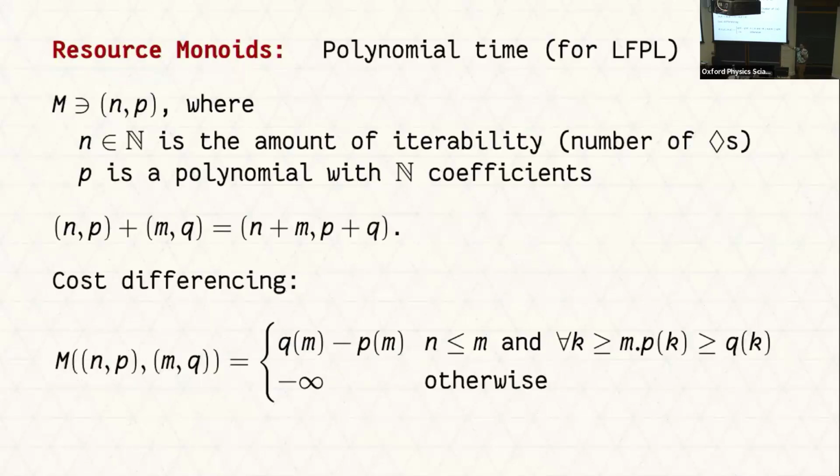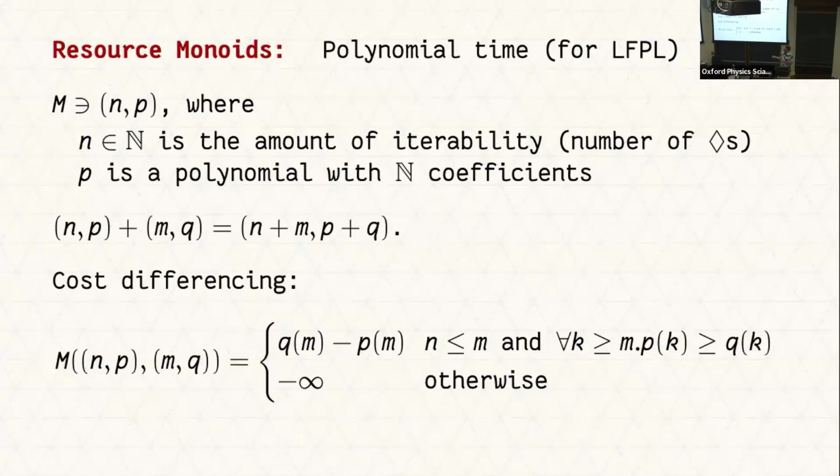And that's recorded by the first component, the natural number. So this is, roughly speaking, how big is your data structure going to be? The second one is a polynomial, which, if this piece of data is a function, says how much computation it will do when we actually apply it to something. So if we apply it to something of size n, this is the amount of computation it will do. And then for the LFPL system, we just add them for the monoid structure.